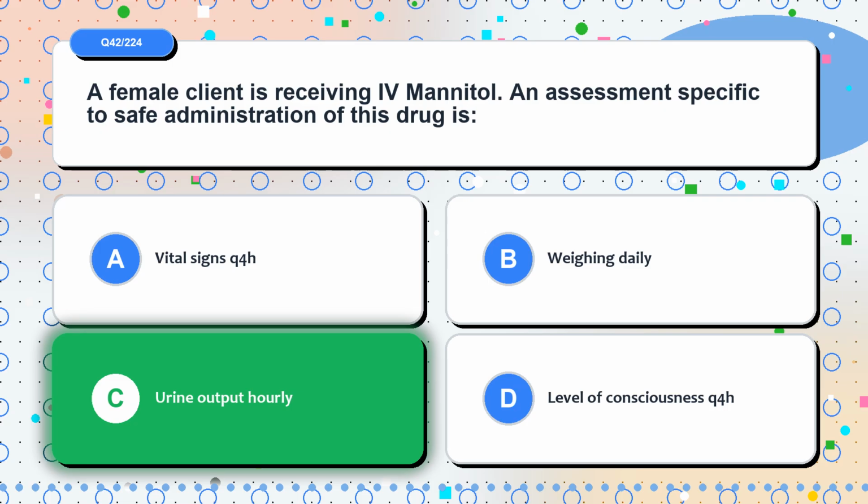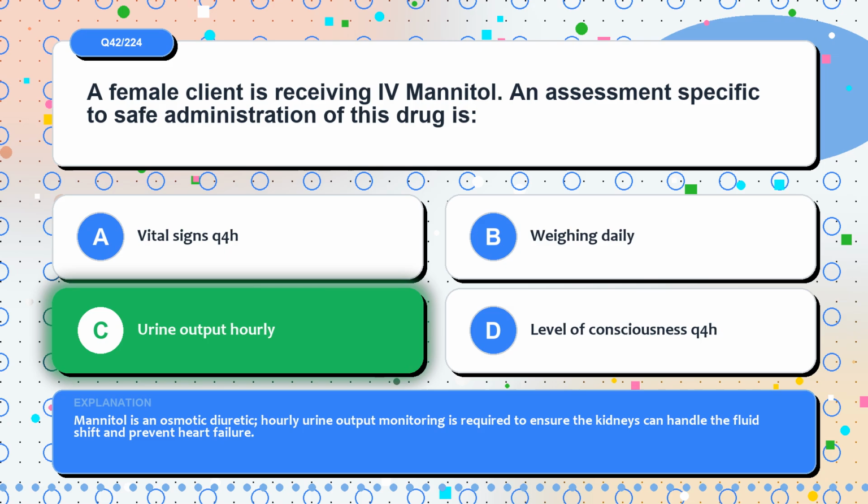The correct answer is option C. Urine output hourly. Mannitol is an osmotic diuretic. Hourly urine output monitoring is required to ensure the kidneys can handle the fluid shift and prevent heart failure.